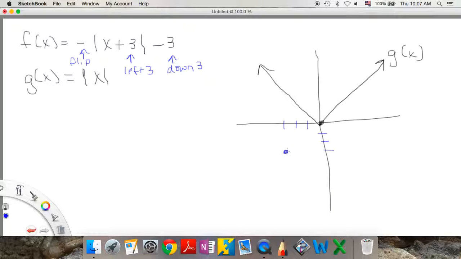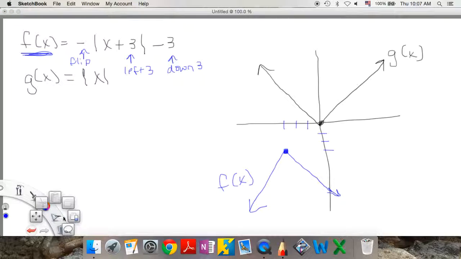So here's our new place for our vertex, and it's going to flip over, but it should be the same width out, and you have your new function f of x graphed without really having to think about it too much.